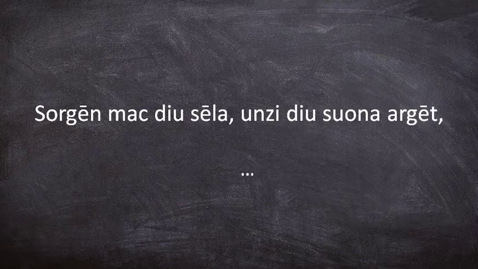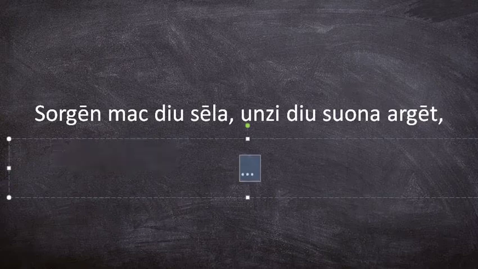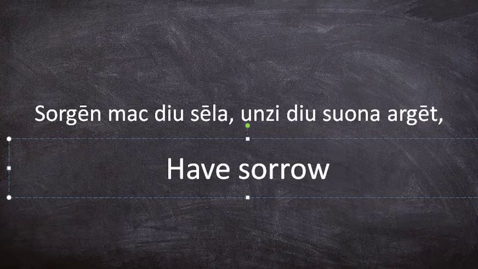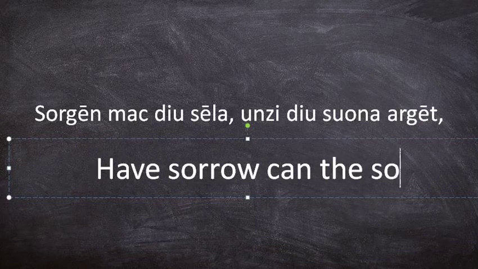Sorgen mac dio sela, unsi dio suona arget. So what does this mean? Okay, we're gonna be very literal here. Sorgen means to care, to have sorrow and whatnot. So have sorrow, and mac is actually from the verb magan, and it means the same thing as in Old English. It's kind of like how we say today in English, can, the ability to do something. So have sorrow can the soul.